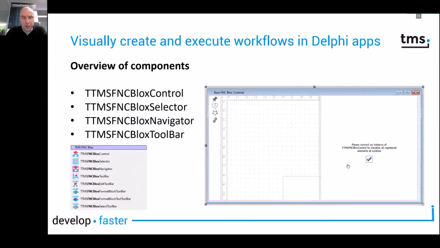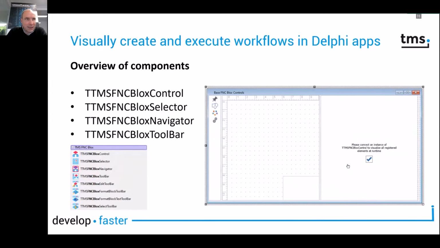This is the first overview of the controls that are included. There is the TMS FNC blocks control. This is the control where you would drop all blocks, where you can visualize and manipulate these blocks. There is the TMS FNC block selector control, and this is, let's say, the tool palette equivalent for blocks that you can drop onto the TMS FNC blocks control.